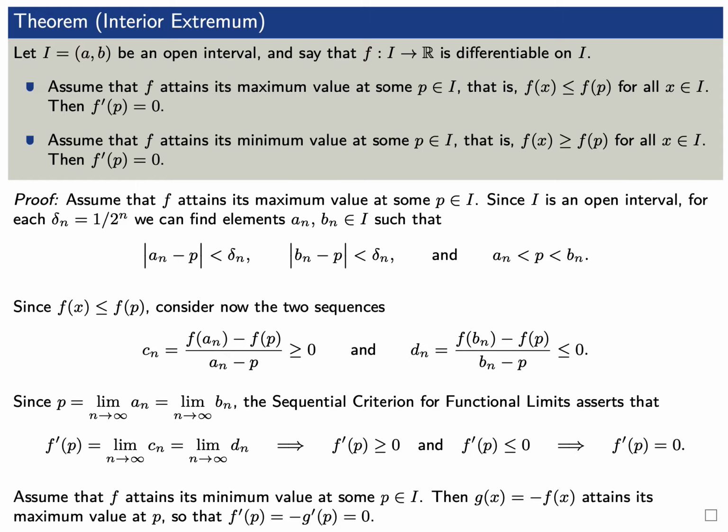Now let's assume that f attains its minimum value at some point p. We can now define a new function, g of x, which is just negative f of x, and we see that this attains its maximum value at p. So by using the previous part, we see that f prime of p equals negative g prime of p equals 0.